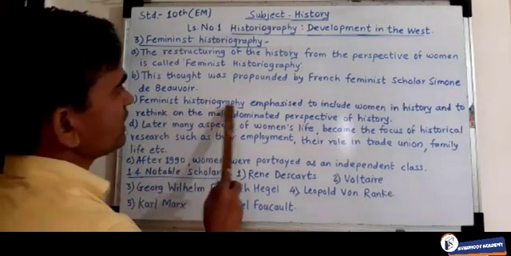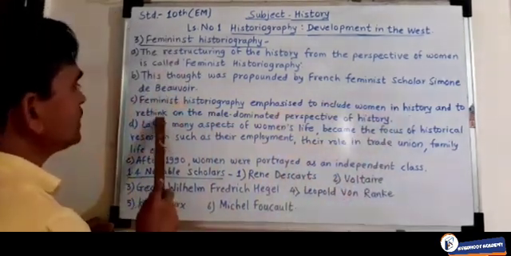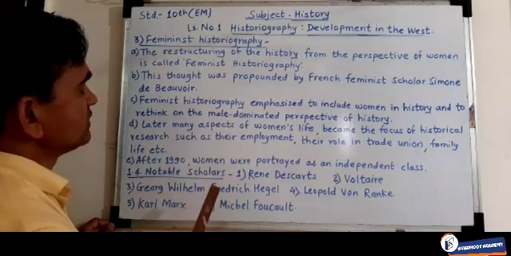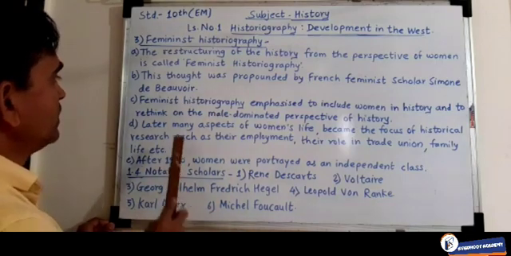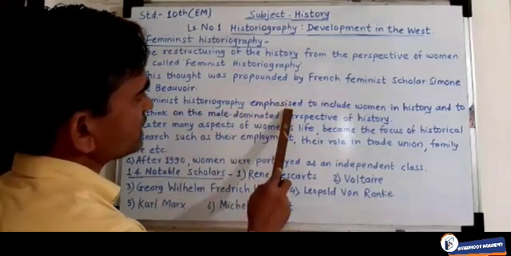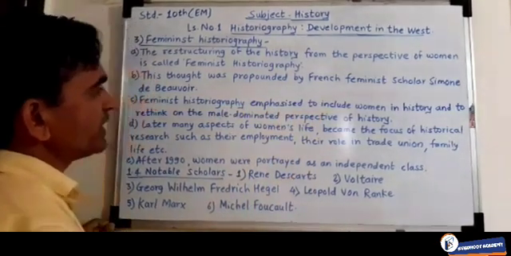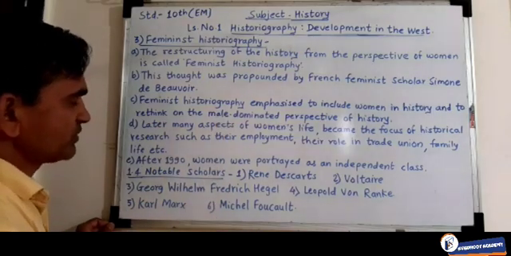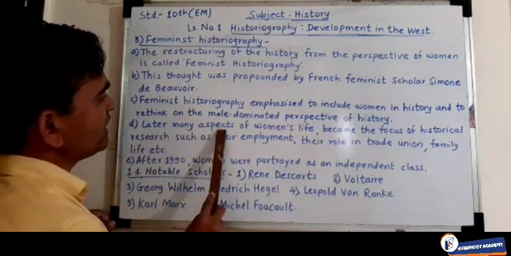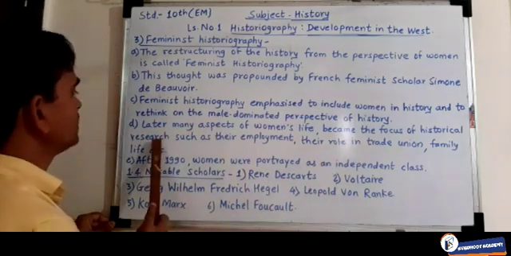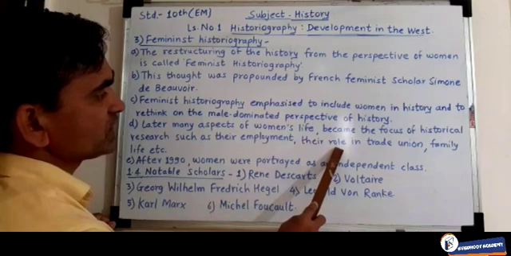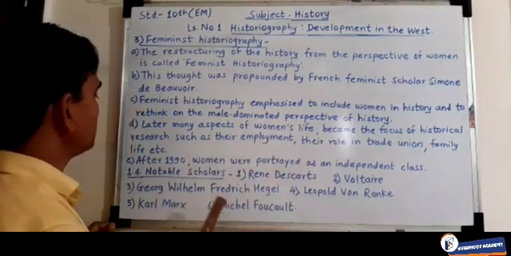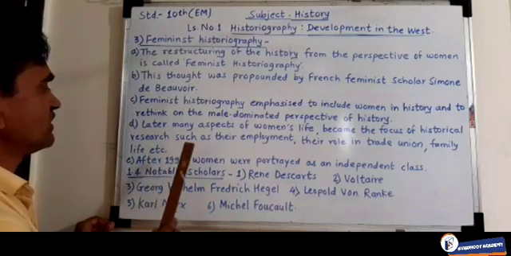Feminist historiography emphasized including women in history and rethinking the male-dominated perspective of history. At first, men were writing history, but women were not included. After that period, feminist historiography gave focus to including women in history. Later, many aspects of women's lives became the focus of historical research, such as their employment, their role in trade unions, family life, etc. Research on these is going on.